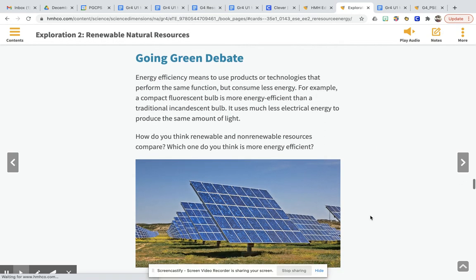So now let's talk about going green. I'm sure you've heard people say, let's go green, when we're in the building and we talk about recycling and things like that. So let's read a little bit about that at this time. It says energy efficiency means to use products or technologies that perform the same function, but consume less energy. For example, a compact fluorescent bulb is more energy efficient than a traditional incandescent bulb. It uses much less electrical energy to produce the same amount of light.